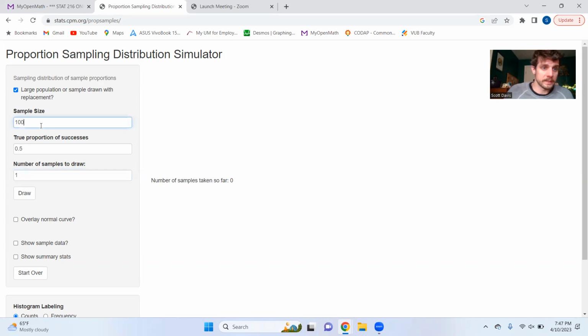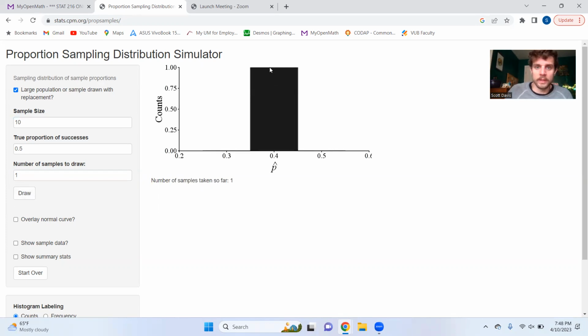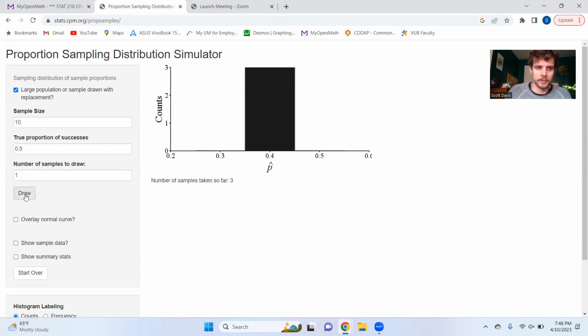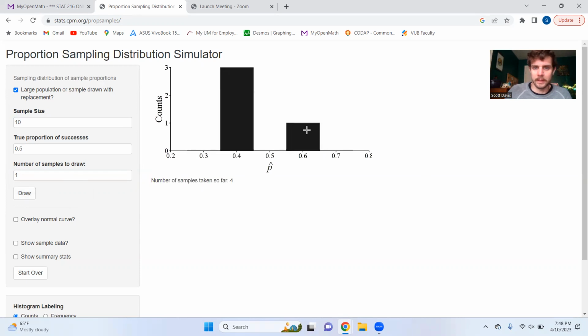So if my sample size were small, like 10, and I were to draw a sample, we got 4 out of 10 successes. If I draw another one, we got 4 successes. And we got another one. So now we took 4 samples, 3 of them came out to 40%, one of them came out to 60%. And if I continue to draw one sample at a time, eventually this distribution would start to fill out. So let's do 100.